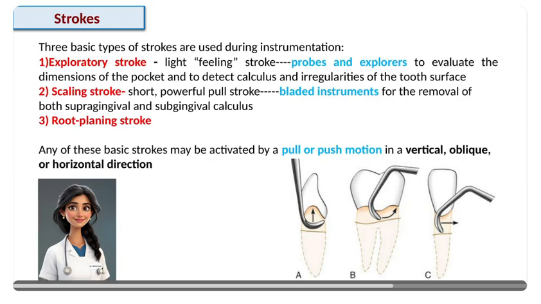3 basic strokes are essential in dental instrumentation: the exploratory stroke, a light tactile stroke using probes and explorers to assess pocket dimensions and detect calculus respectively, the scaling stroke, a short powerful pull stroke with bladed instruments for calculus removal, and the root planing stroke. These strokes can be executed in vertical, oblique, or horizontal directions.